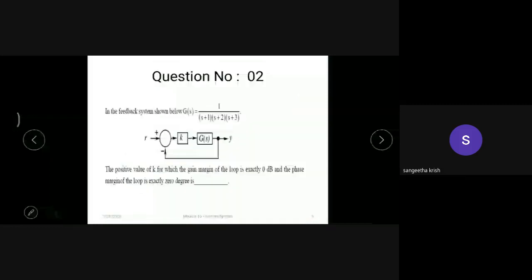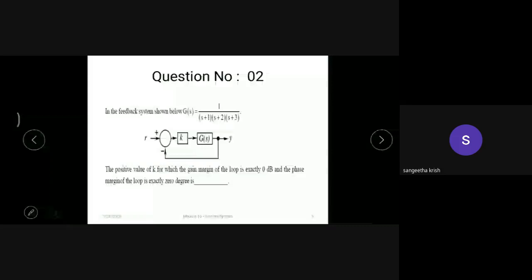Next, in the feedback system shown below, G(s) is equal to 1 divided by the given three poles or three factors, (s+1)(s+2)(s+3). And they have given the closed loop system. What is the positive value of K for which the gain margin of the loop is exactly 0 dB, as well as the phase margin of the loop is exactly 0 degree? If that is the case, what will be the value of K? Okay, that is the question.